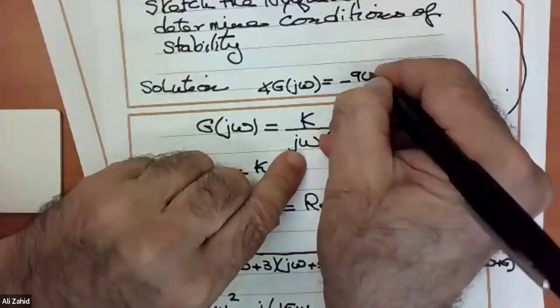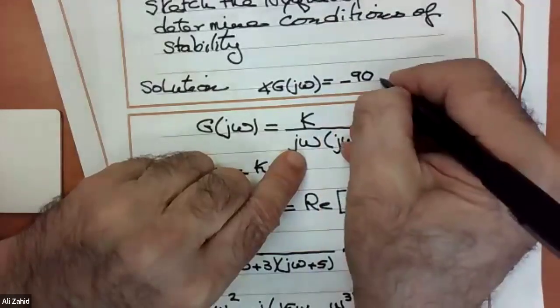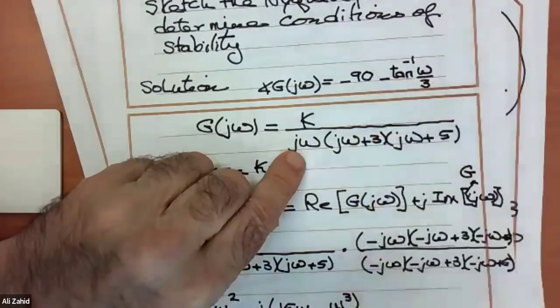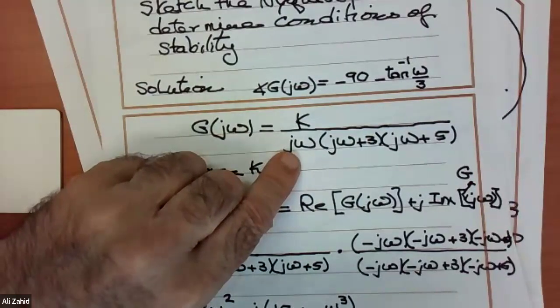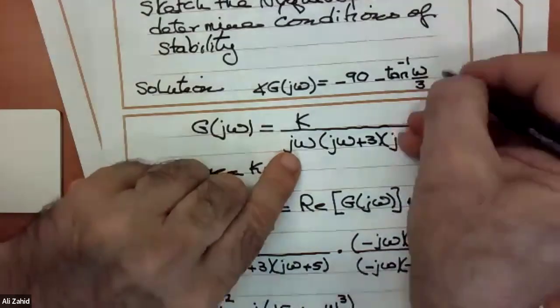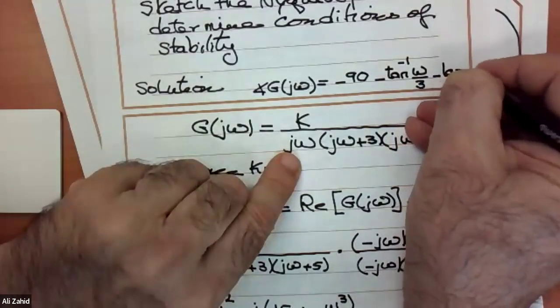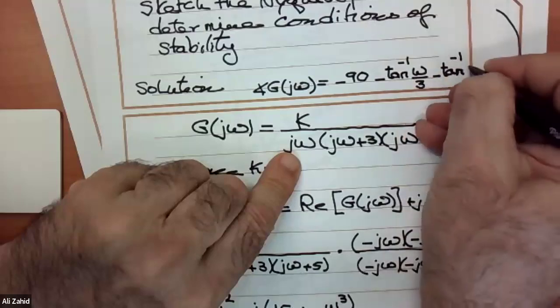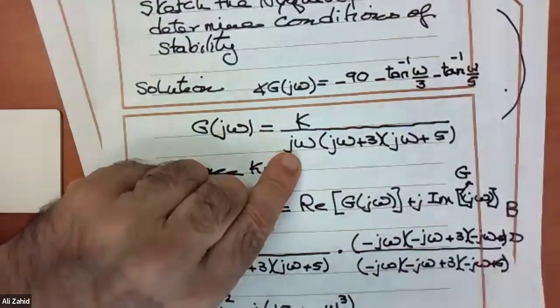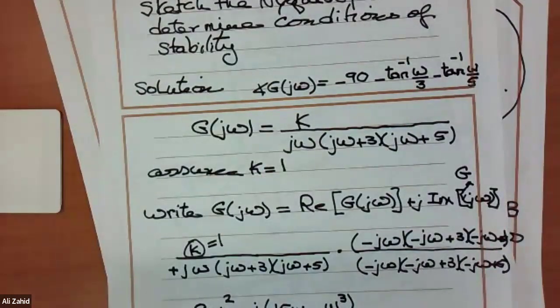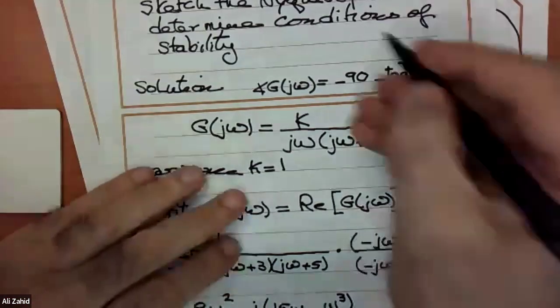Minus 90 degrees. Minus tan inverse of omega over 3. Minus tan inverse of omega over 5. Did you understand where this came from? No, you didn't. Okay.